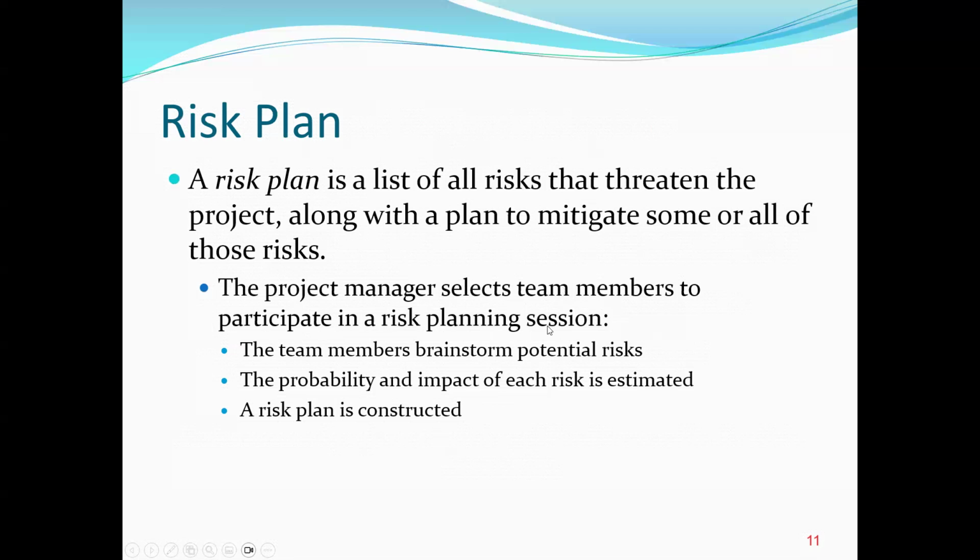So a project manager will select team members to participate in the risk planning session. Team members brainstorm the potential risks. Now the probability and impact of each risk is estimated. Then a risk plan is constructed. So here we can have our priority. We can have the risk, and maybe the highest priority risks will be those that, if they occur, can have a strong negative impact on the project. Sometimes we may also have a positive risk, and these are the risks that we like. They may have a positive impact on the project.